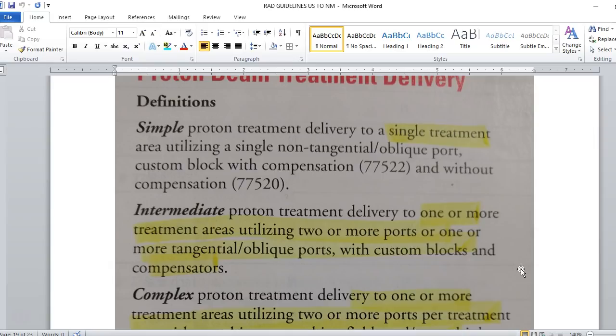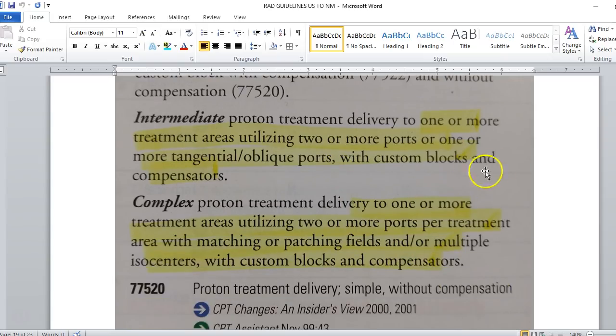Intermediate is 1 or more treatment areas utilizing 2 or more ports. So again, in this case, we're going by the amount of ports instead of the amount of treatment areas. And complex is 1 or more treatment area using 2 or more ports per treatment area, and using things like multiple isocenters, custom blocks, and compensators.